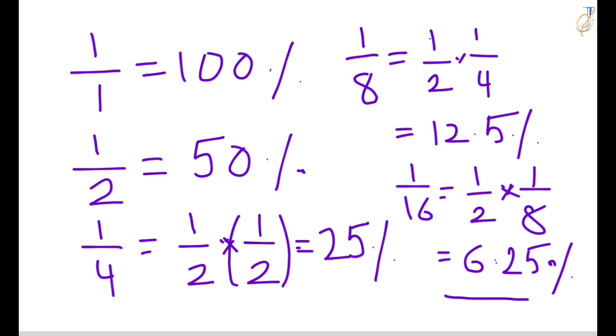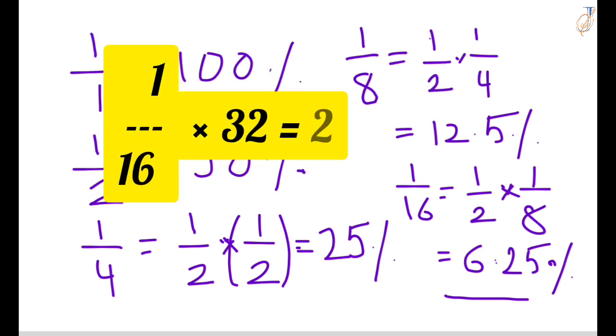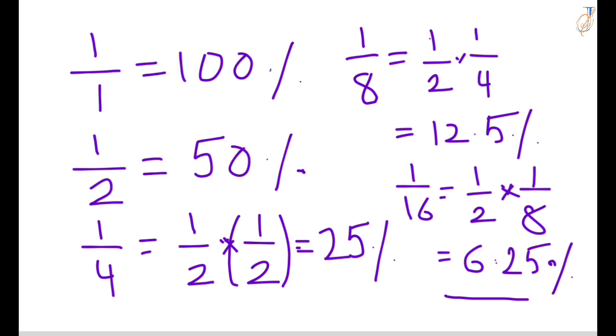Now see, if someone is asking what is 6.25% of 32? As we know, 6.25% is nothing but 1 by 16. So instead of 6.25% you can write 1 by 16. So 1 by 16 times 32 is equal to 2. Like that, once you know the fraction values, you can calculate these types of questions very easily.